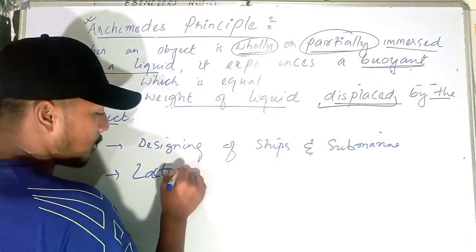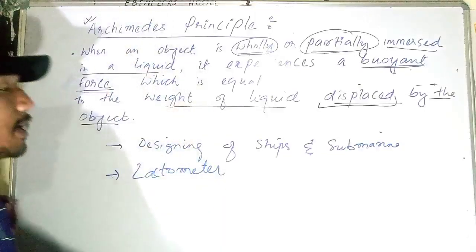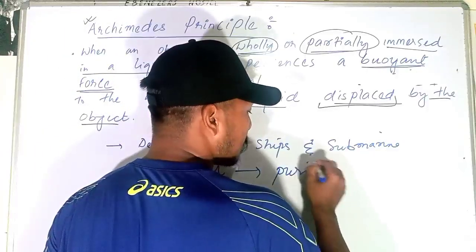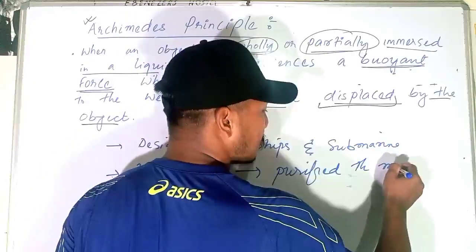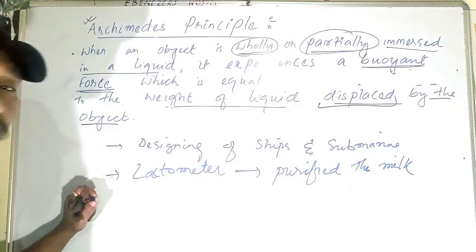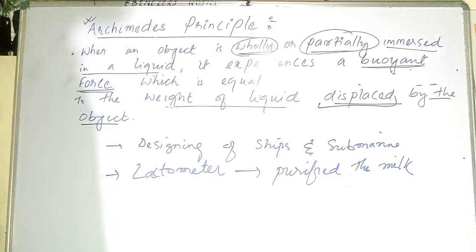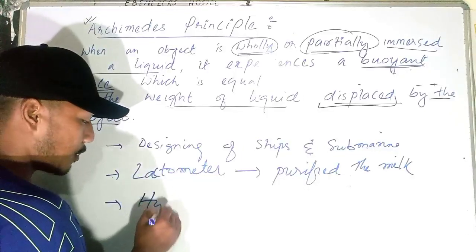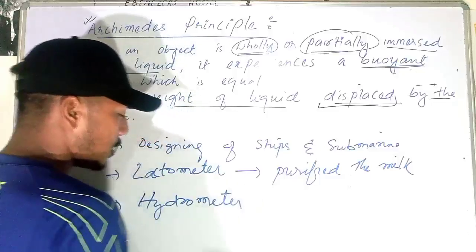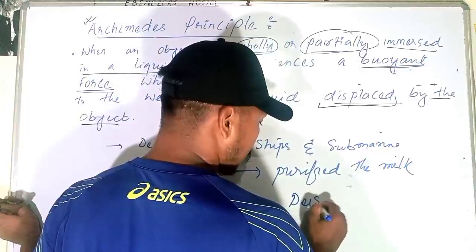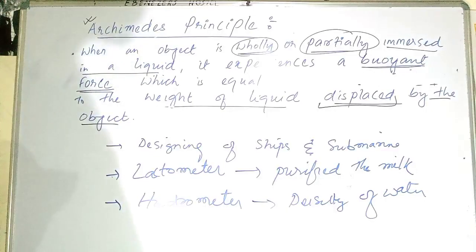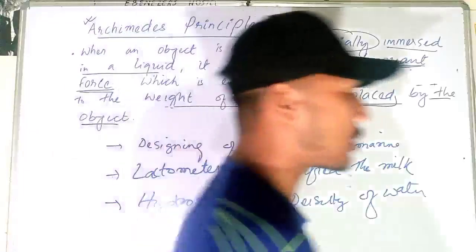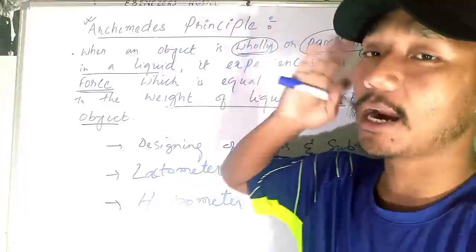Lactometers, L-A-C-T-O-M-E-T-E-R-S, also work on this principle, in order to determine the purity of the milk. These lactometers work on the principle of buoyant force. Another one is hydrometers, used to determine the density of a liquid, to measure the densities of waters. All these instruments depend on the Archimedes principle.